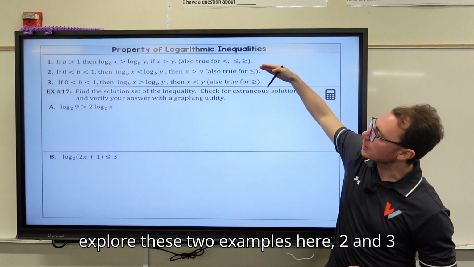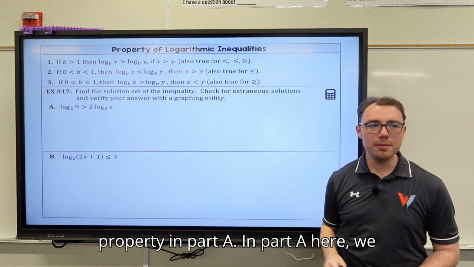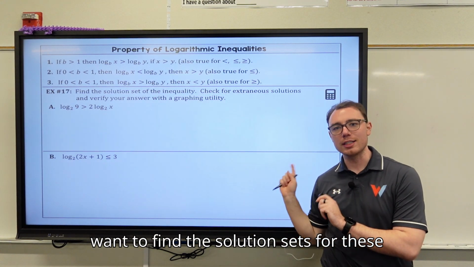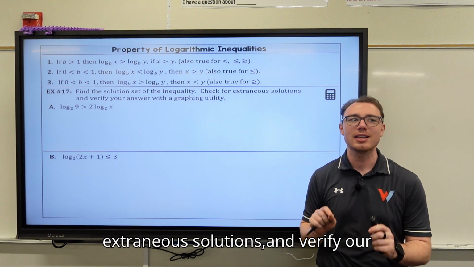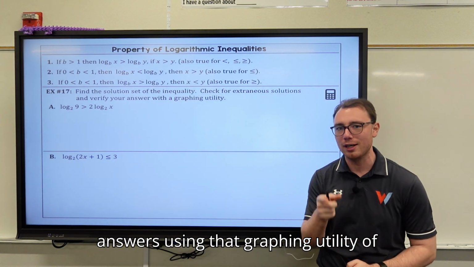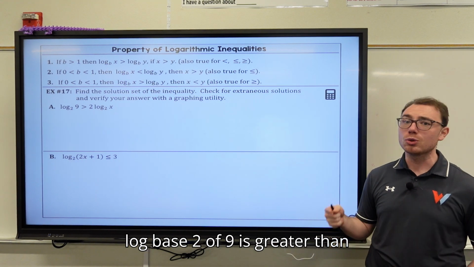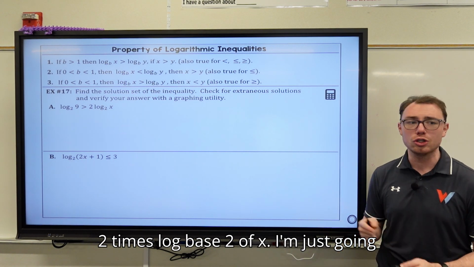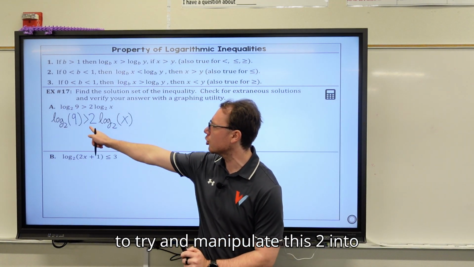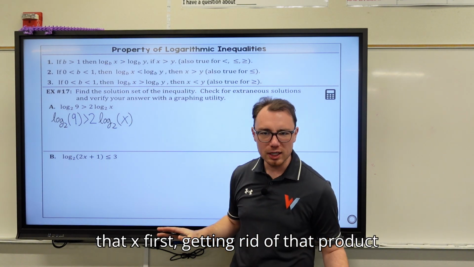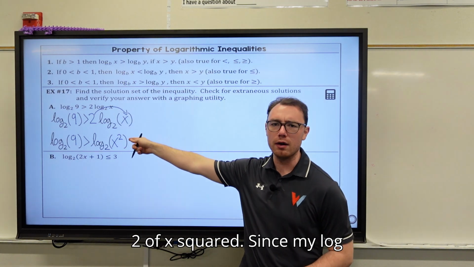We'll explore these 2 examples here, 2 and 3 in B and C, but let's explore that first property in part A. In part A here, we want to find the solution sets for these inequalities and then check for extraneous solutions and verify our answers using that graphing utility of Desmos. We have log base 2 of 9 is greater than 2 times log base 2 of x. I'm just going to rewrite those logs, and I want to manipulate this 2 into that x first, getting rid of that product. That way I have log base 2 of 9 is greater than log base 2 of x squared.